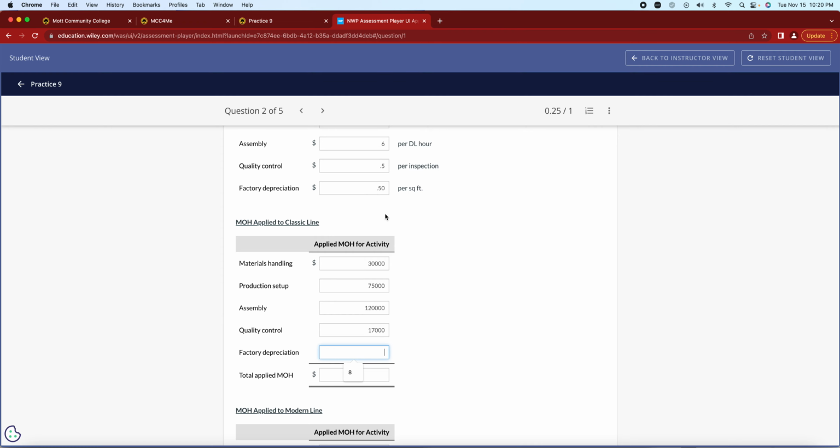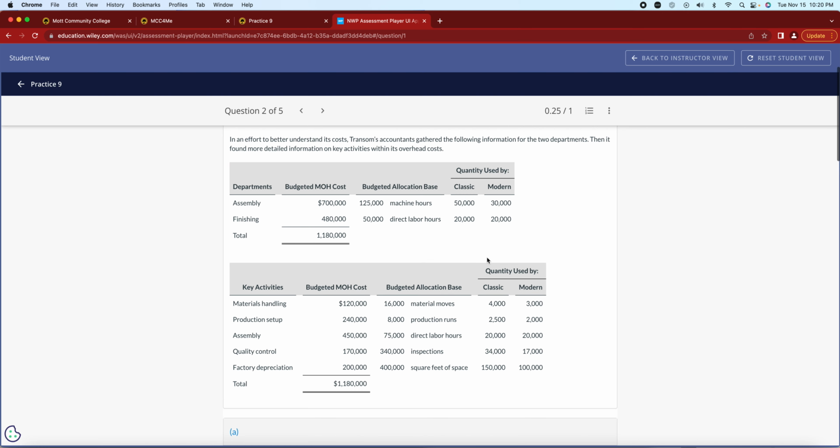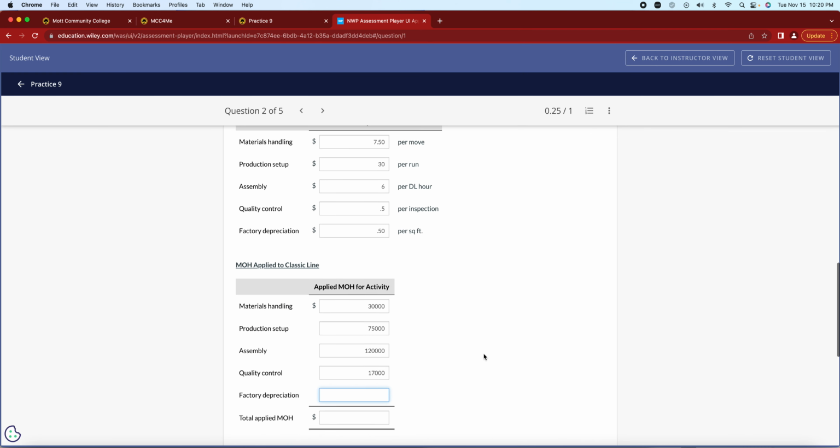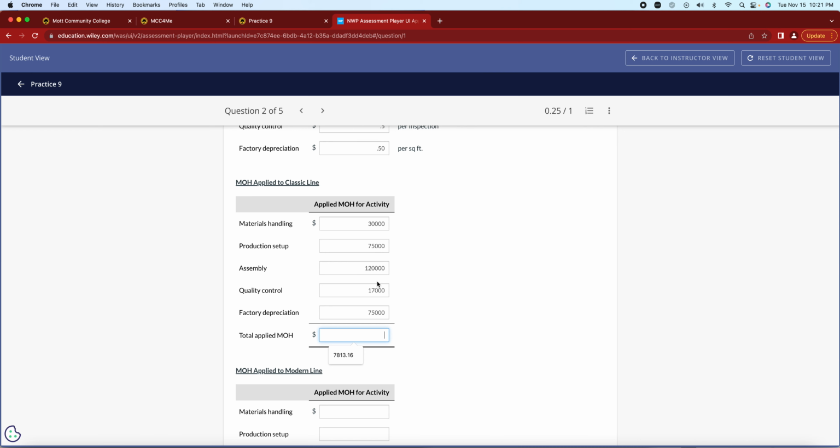And factory depreciation is 50 cents per square foot. How many square feet does this particular product occupy? The production area for that particular product, 150,000 times the 50 cents would give us $75,000. We add all of these manufacturing overhead costs together, and we come up with $317,000.